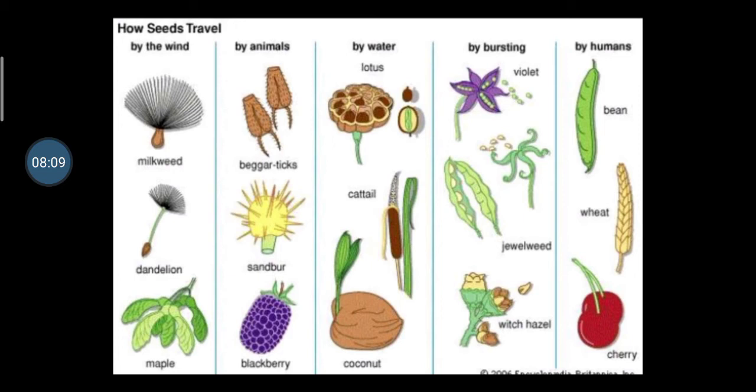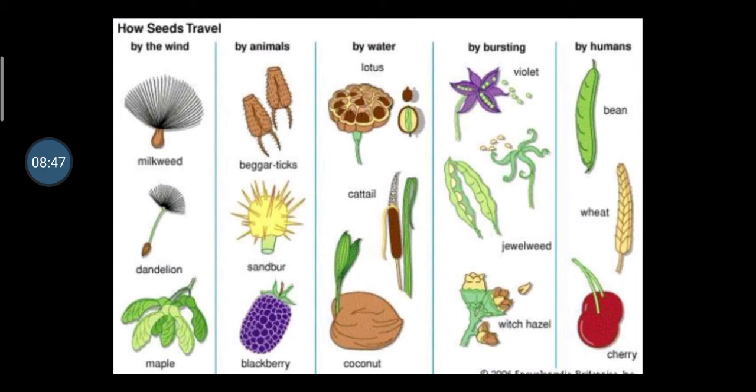easily. By water, we have lotus seeds, cattails and coconuts. These seeds have a hollow tube which contains air, which makes them fluffy and light and helps them to float on water. Next we have the mechanical method, that is by bursting, like jewel weeds, violets and witch hazels. These seeds are very light.